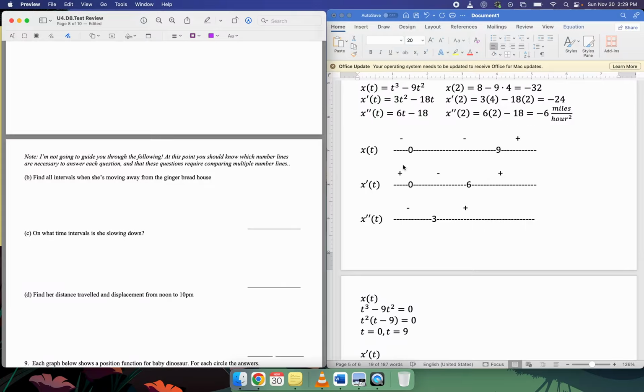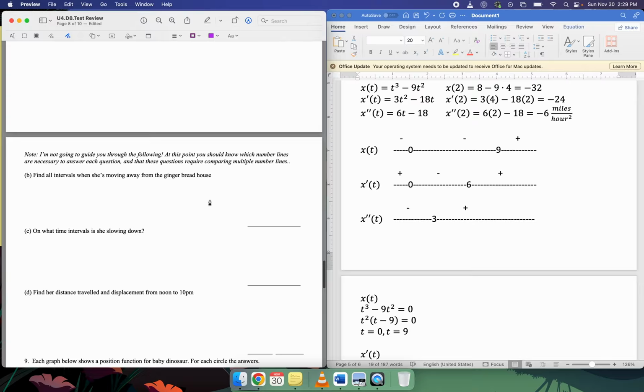Not to the left of 0, but between 0 and 6, they're both negative. So between 0 and 6, definitely. Not between 6 and 9, because this guy's positive, but this guy's negative. But then after 9, they're both positive. So those are the two intervals on which she's moving away.